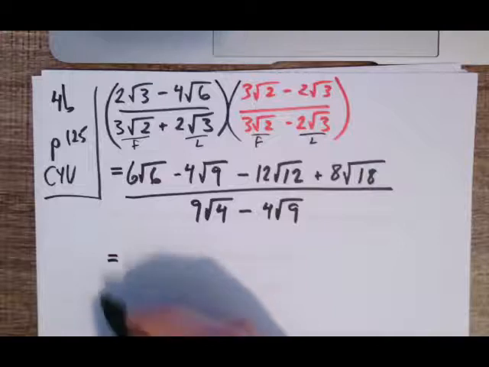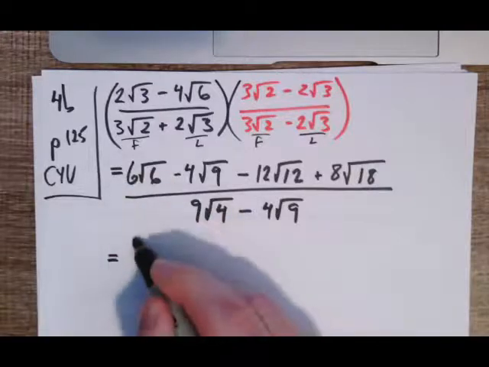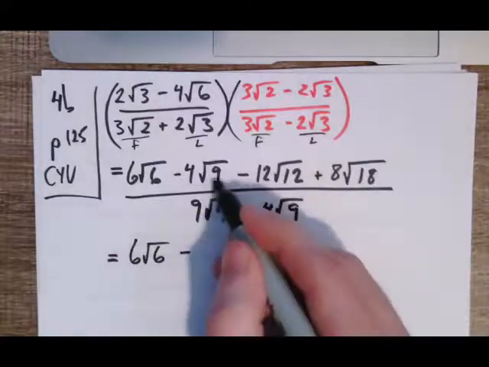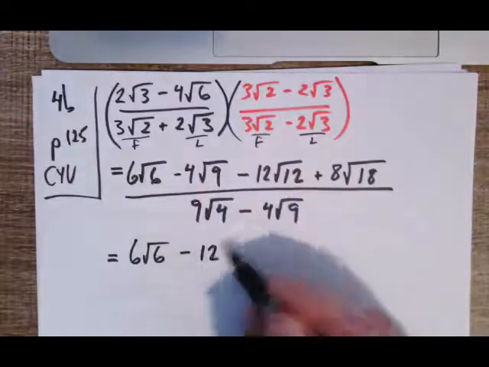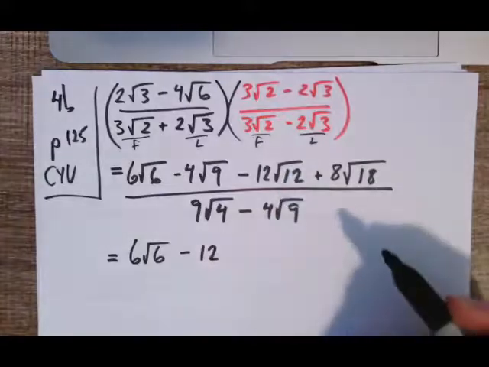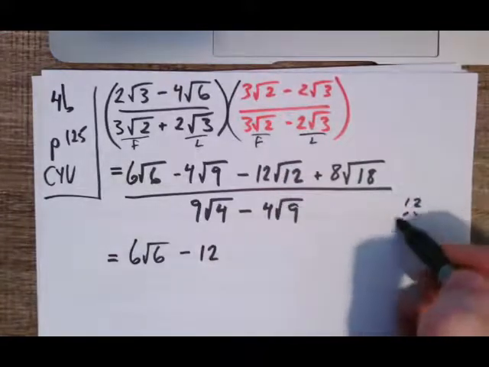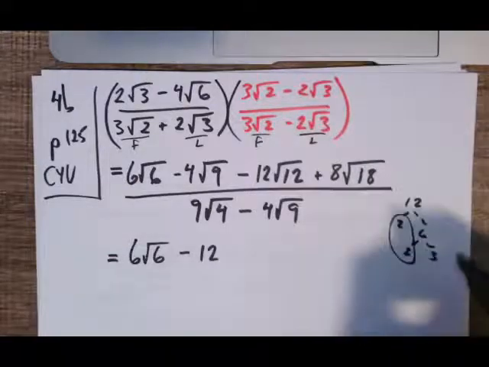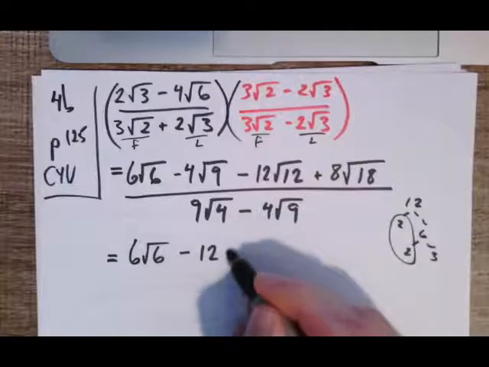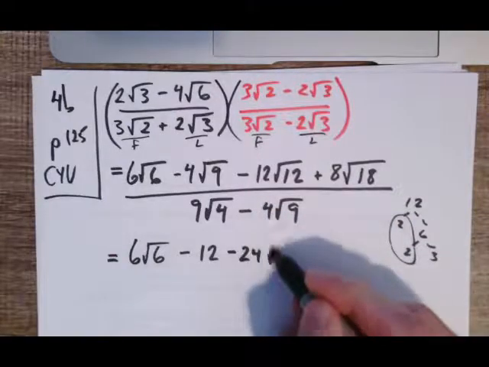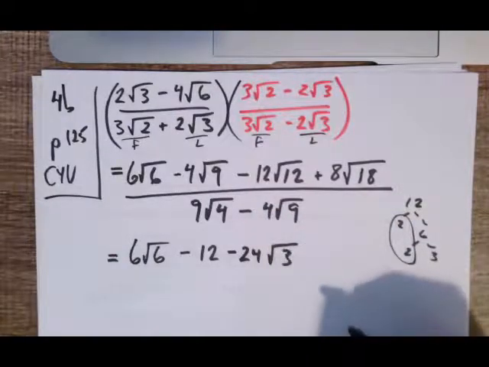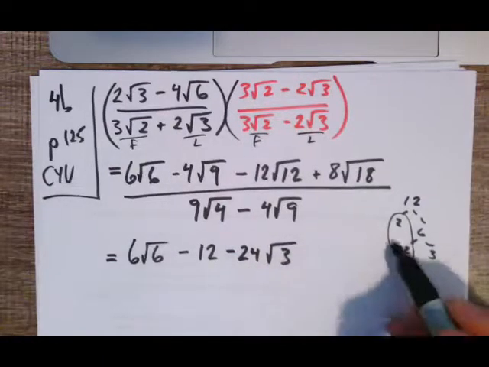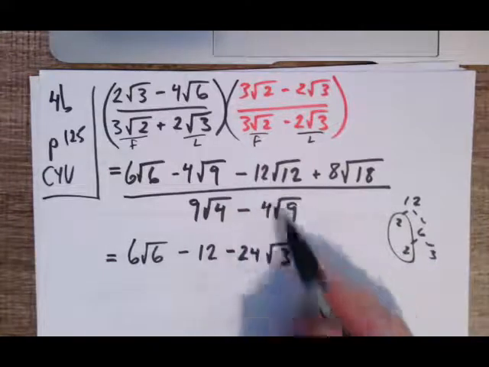Okay, so let's simplify a bit on the top. 6 root 6, that's not changing. Root of 9 is 3. 4 times 3 is 12, so that's minus 12. 12 we can simplify. 12 is 2 times 6, which is 2 times 3. So 12 is 2 root 3. 2 times 12 is 24. Minus 24 root 3. See how I got that? From 12 root 12 to 24 root 3, because I was able to pull a 2 out. 2 multiplies that. 3 stays behind.